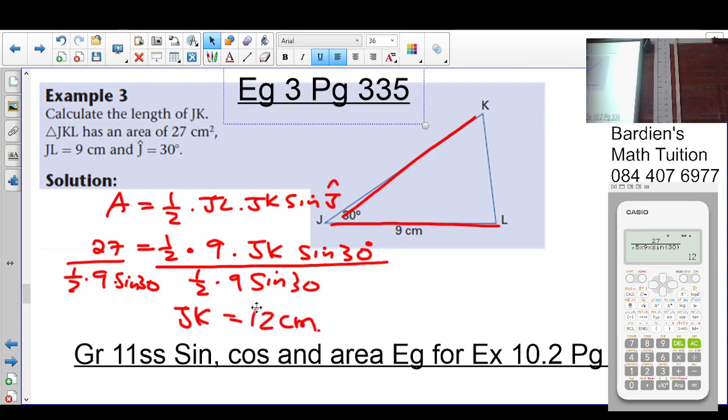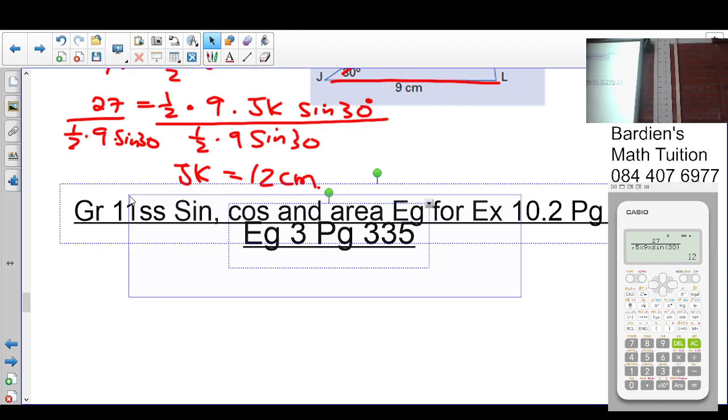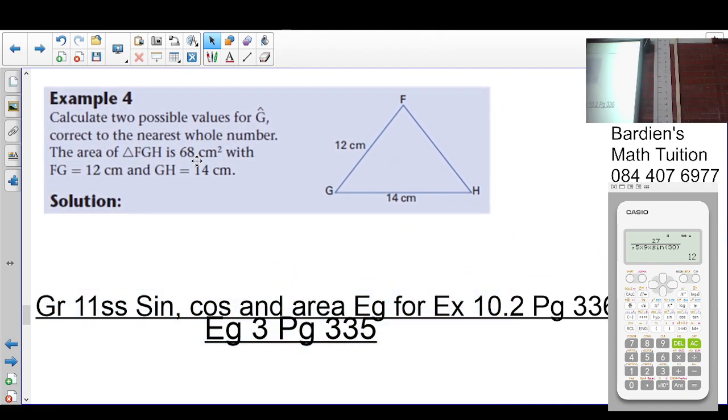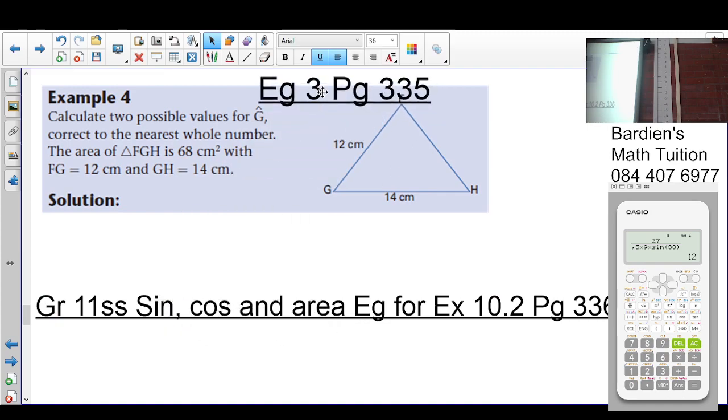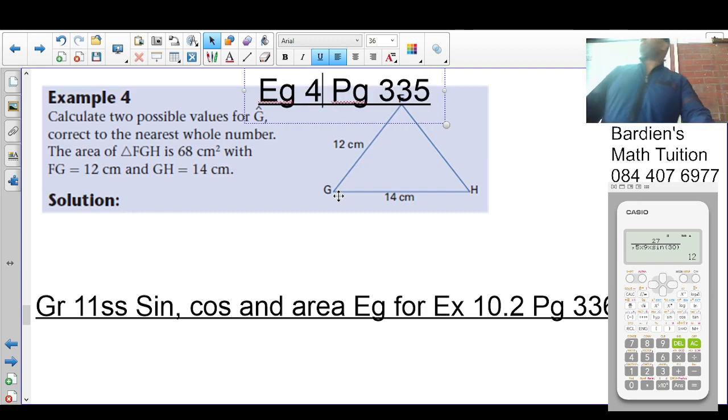Okay. Any confusion here? Right, let's go to the next example, example 4. Example 4 is on the same page, yeah? Okay.